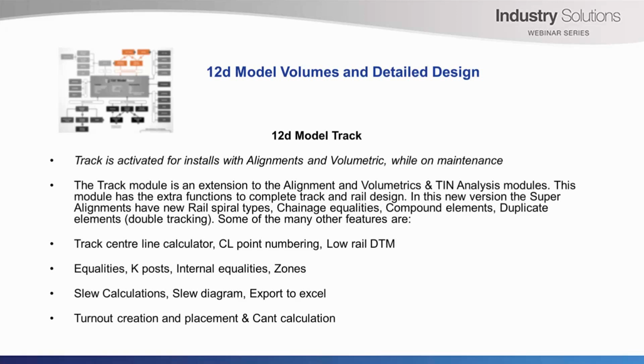In the new version, the super alignments have new rail, spiral types, chainage equalities, compound elements, duplicated elements, double tracking. Some of these features are the track centerline calculator, the centerline point numbering, low rail DTM, equalities, K-posts, internal equalities and zones. We do the slew calculations, slew diagrams, and export to Excel. You can have the turnout creation and the placement, and also cant calculations done inside 12D model.